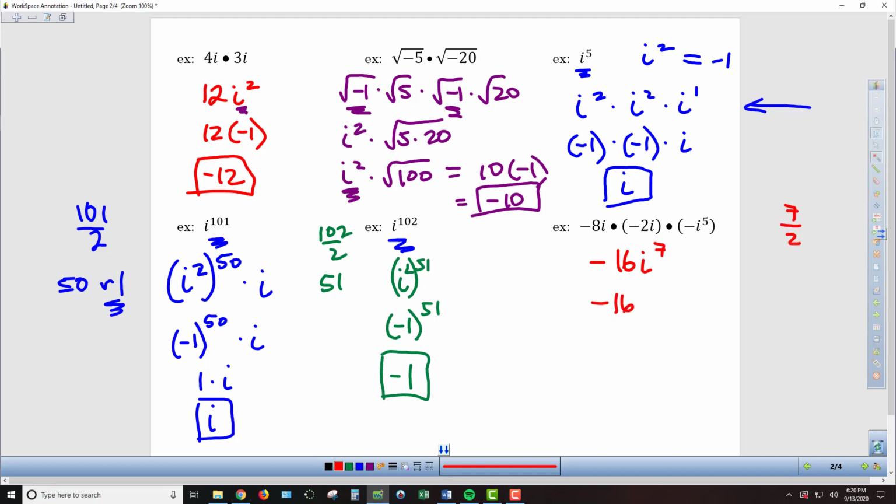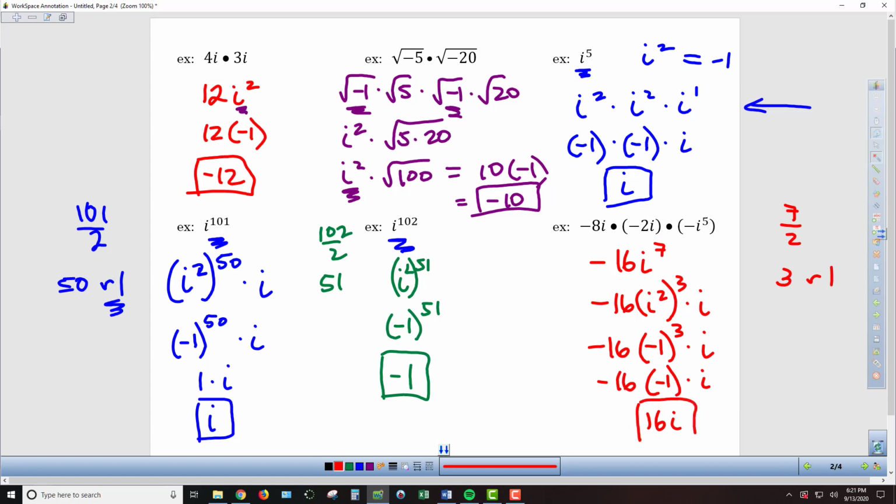If I go 7 divided by 2, that goes in 3 with a remainder of 1. So that means I have 3 i squareds, so that's 6 i's, times the one more to make i to the 7th. Now I've got -16 times -1 to the third, since i squared is -1, times i. Well, -1 to the third power, negative times negative times negative, is going to be a negative. So I've got -16 times -1 times i. -16 times -1 is positive, so we end up with a result of 16i.